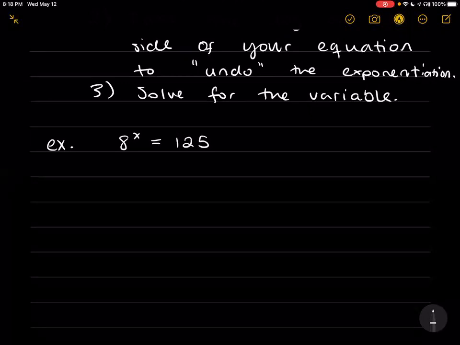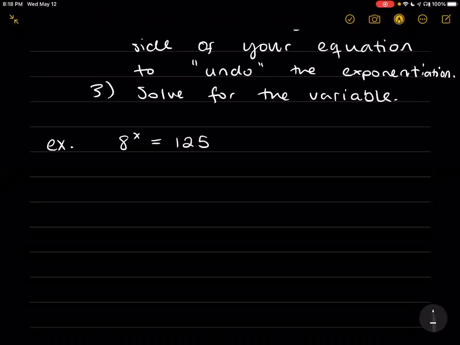The first step was isolate the exponential expression on one side of the equation. It's actually already done for us. We have the 8 to the x on one side, and then everything else, in this case just 125, on the other. So now we can go ahead and do step 2. We want to take the log of both sides to undo the exponentiation. We want to take a log base 8. That way we get rid of the 8 to the x. So we do log base 8 of 8 to the x equals log base 8 of 125.